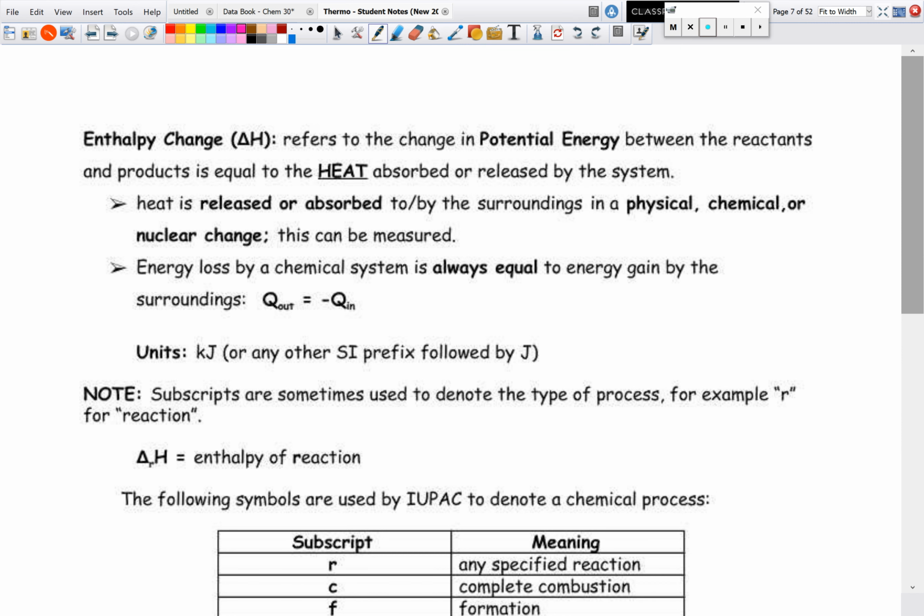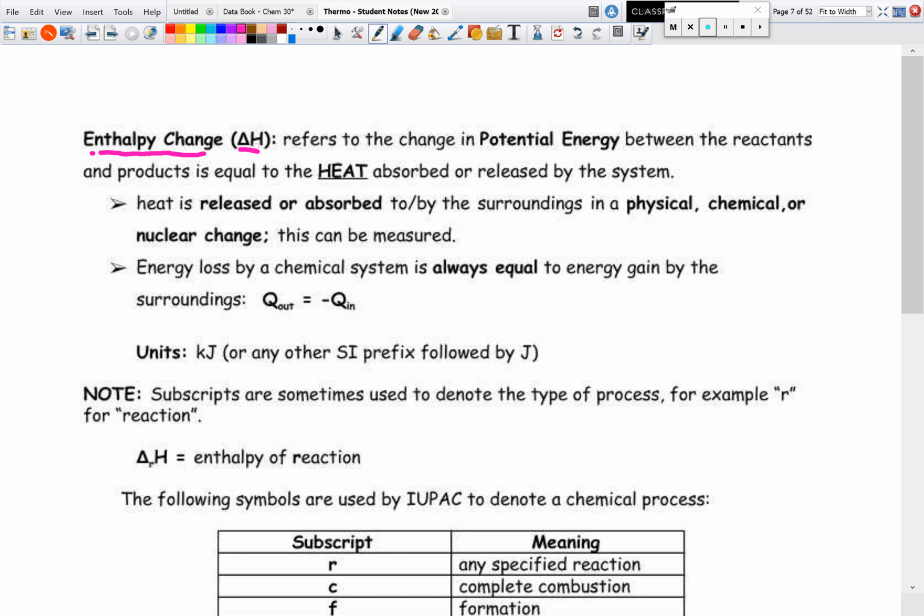And that is we're going to look at enthalpy change, which we're going to refer to as delta H. So this refers to the changes in potential energy, because all a chemical reaction is that we're changing potential energy. We're breaking bonds and forming new bonds. So that is how we're going to get around this. We're going to look at the change when we do a reaction.